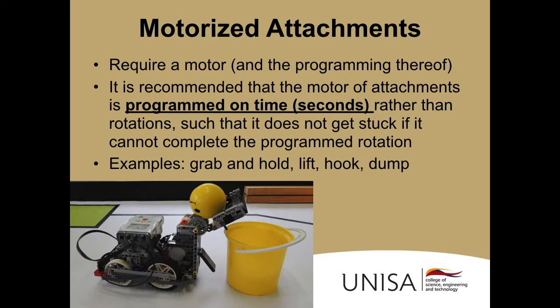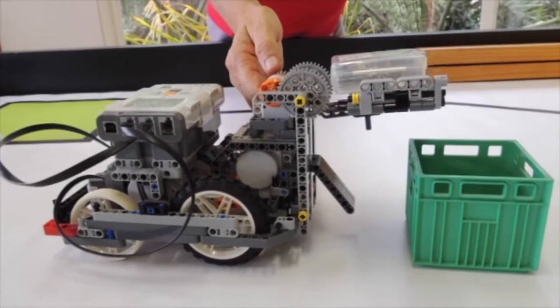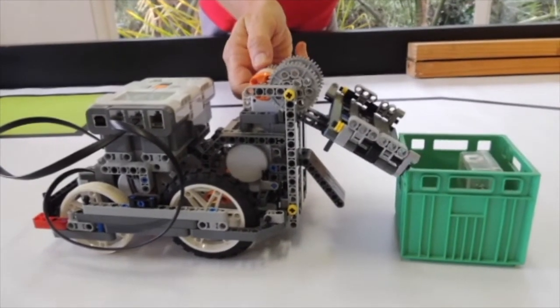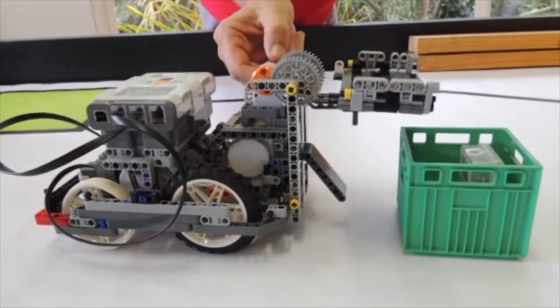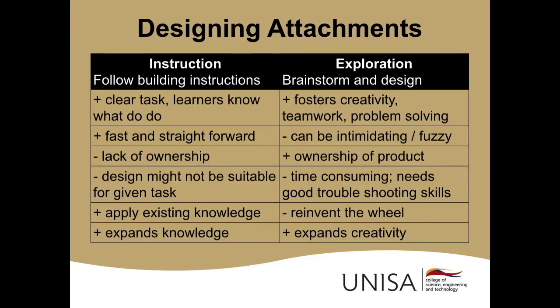So when you're designing attachments, you can do it using instructions, or you can do it using more exploration. So there's kind of like a slider between 100% instruction or 100% exploration, and you need to determine for yourself where you want to place yourself and how you want your learners to attack the attachment design.